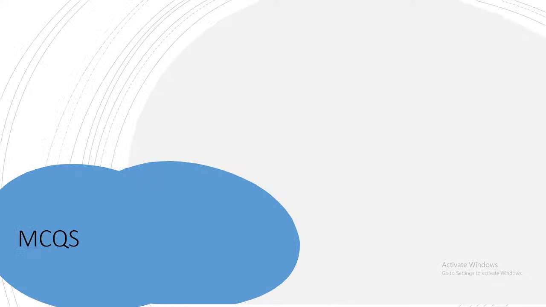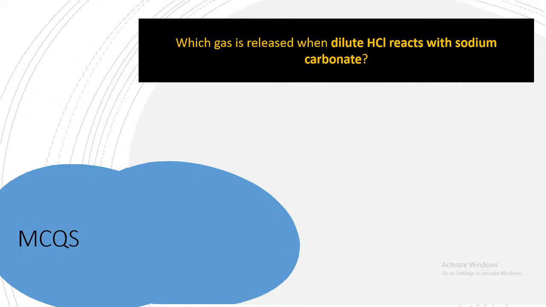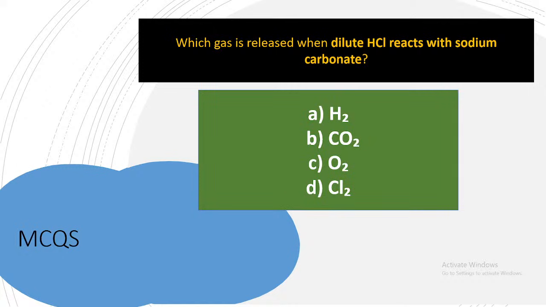Let us do MCQs first. The first question: which gas is released when dilute HCl reacts with sodium carbonate? The options are hydrogen, carbon dioxide, oxygen and chlorine. What do you think will be the correct answer? You can just write down option A, B, C or D. No need to write the whole answer, just the option number.